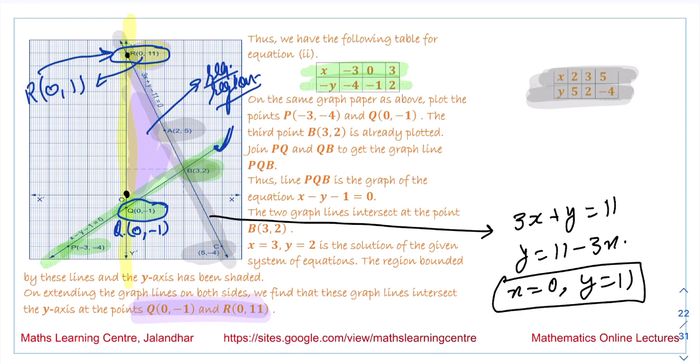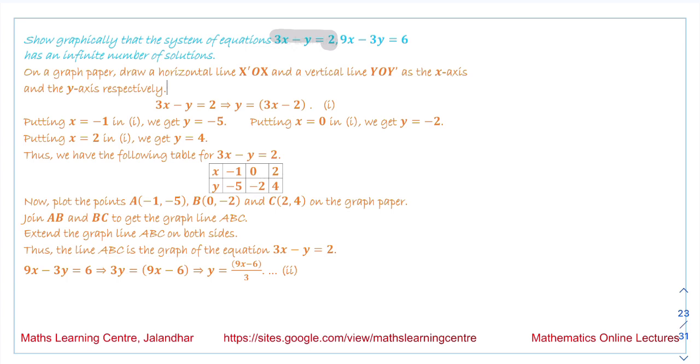Now the next question we have: we are given 2 equations. One is 3x minus y is equal to 2, and the second is 9x minus 3y is equal to 6. And we have to show graphically that the system of equations has infinitely many solutions. This simultaneous system has infinitely many solutions.